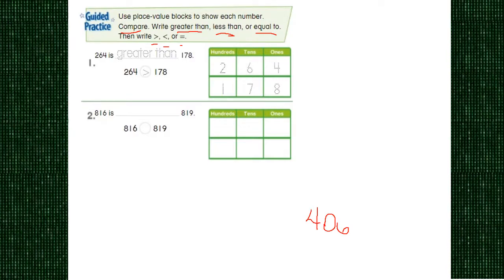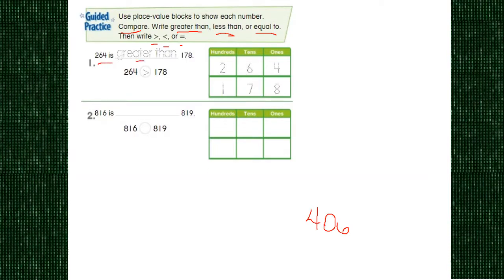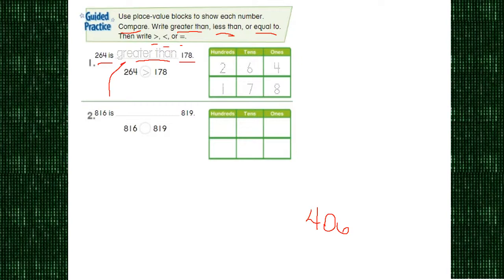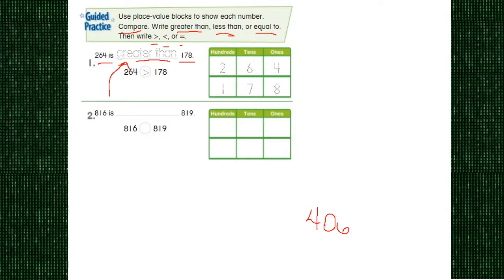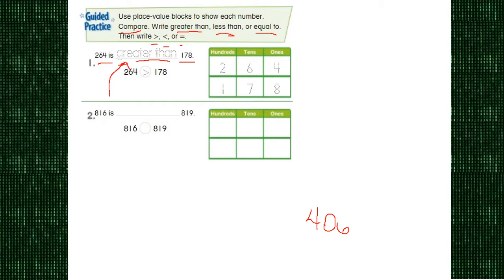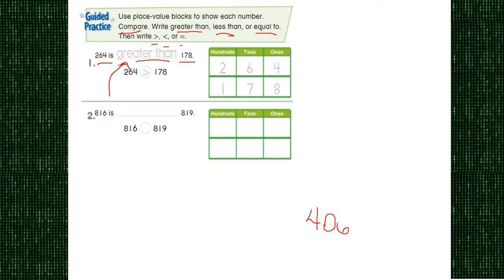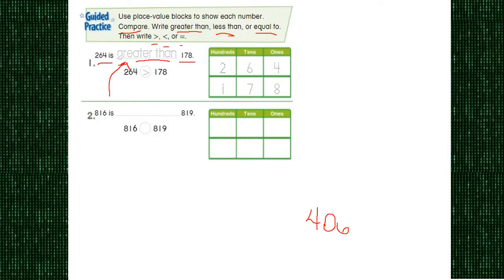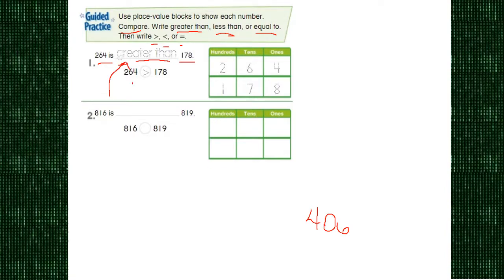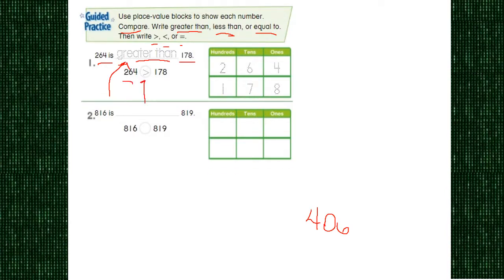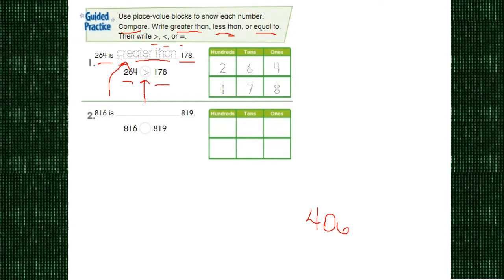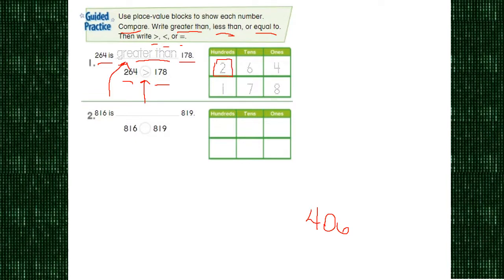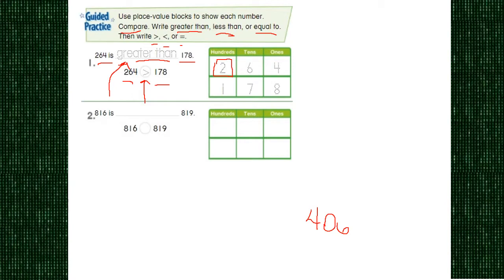So for number 1, it says 264 is greater than 178. This word should not ever, ever, ever be misspelled because they've already given it to you in the book. We don't misspell words that are given to us. We only misspell words that we don't know how to spell yet and we can't see. So we've got the words greater than, and then we've got it here. 264 is greater than 178. How do we know? Let's look at the hundreds. 2 is greater than 1. 200 is greater than 100.